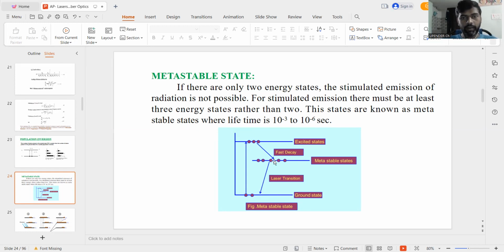At this metastable state, more and more atoms will accumulate, in such a way that population inversion will be achieved between the metastable state and the ground state. This is the metastable state definition and its importance.